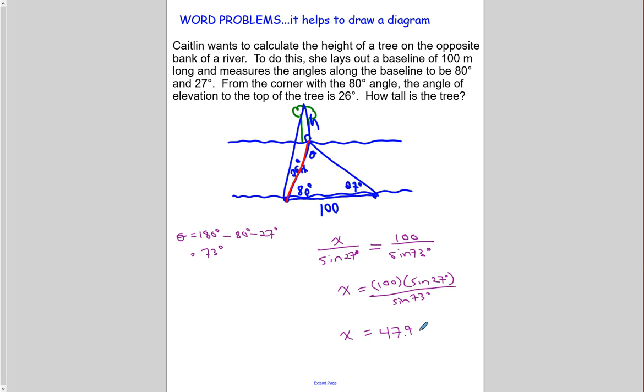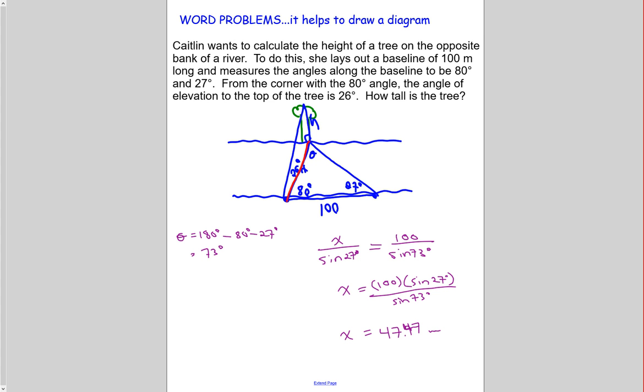47.47. Now normally I would round this off to one decimal place, but I want to be extra exact here because this is not my final answer. So I'm going to leave an extra decimal place in there and then I'll round off my final answer. Now I've got this triangle, a right angle triangle, with a base of 47.47 meters, and it's got an angle of elevation of 26 degrees.